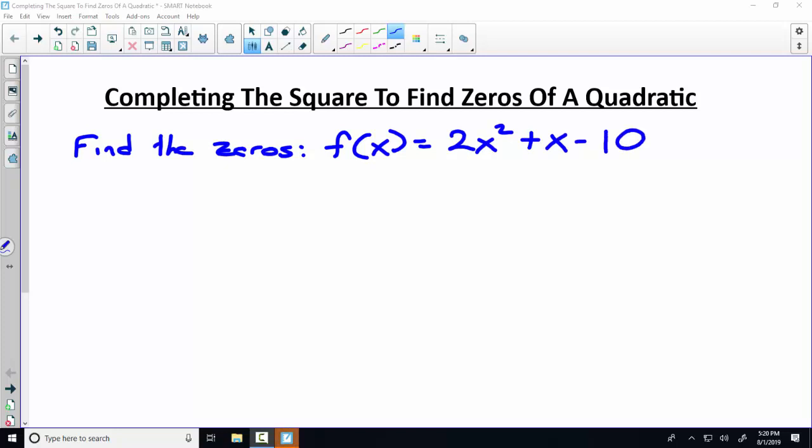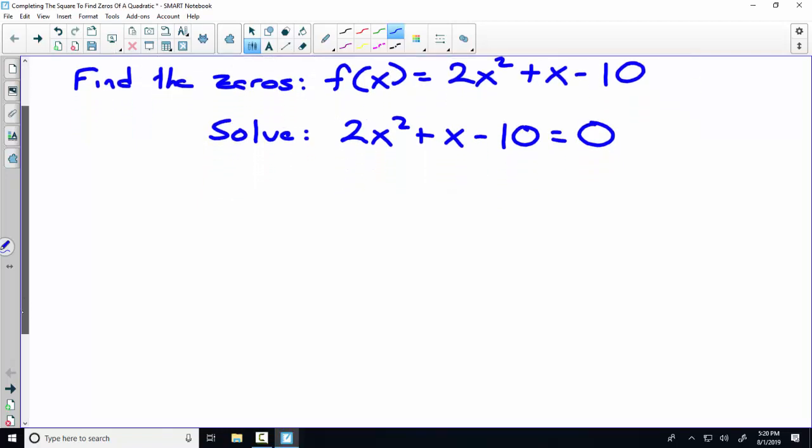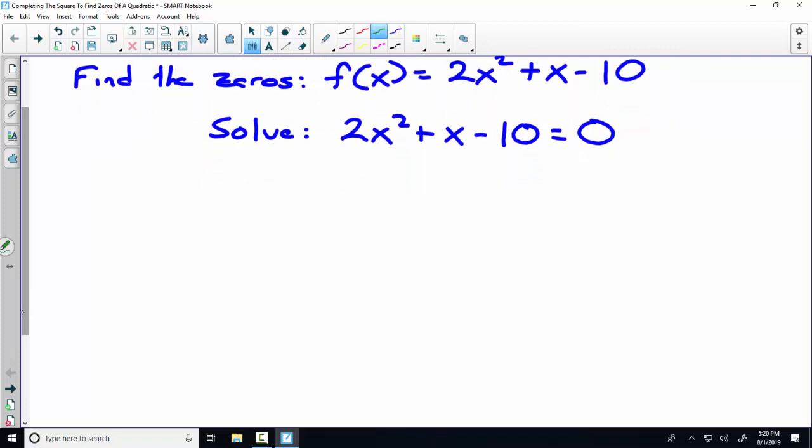Now, since this equation isn't already set equal to 0, we can set it equal to 0, and it's the same thing as saying solve 2x squared plus x minus 10 equals 0. To complete the square, it is very, very important that the leading coefficient, or the coefficient in front of x squared, is just a 1. And you'll notice on this particular problem, we have a 2 right here. So before we can do anything else, we have to divide all three terms by 2.